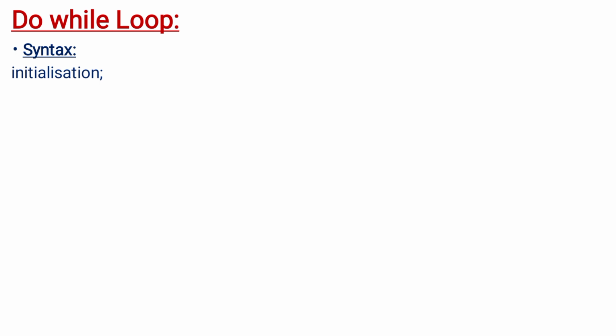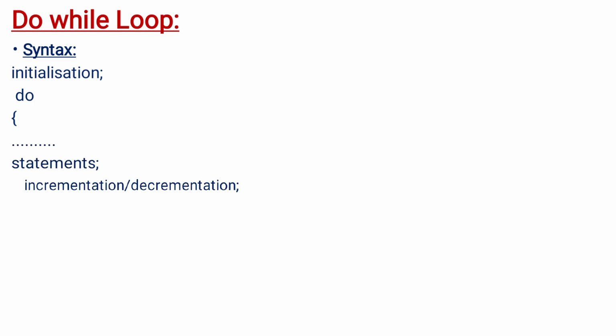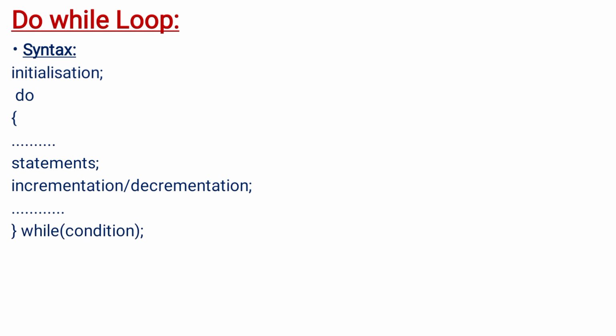Let's see the syntax now. Initialization, do keyword, opening of do while loop, some statements, incrementation or decrementation means updation part, and then if there are any statements, then we can write some statements, and then closing of the loop, and then we have to write while keyword and the condition. See, observe here, at the beginning do keyword we have written, at the ending while keyword we have written along with a condition, and after writing the condition semicolon we have written here. So this is the syntax we must follow while we are writing the do while loop.